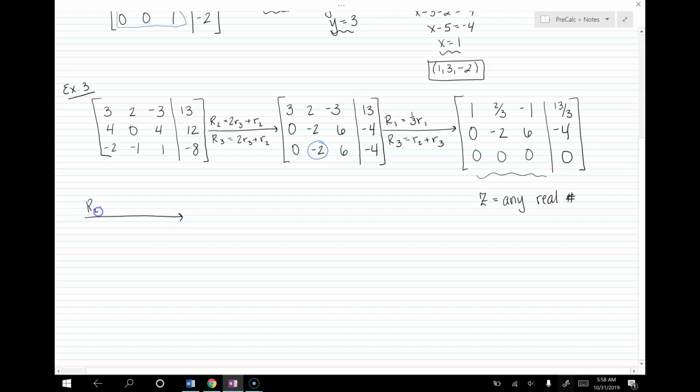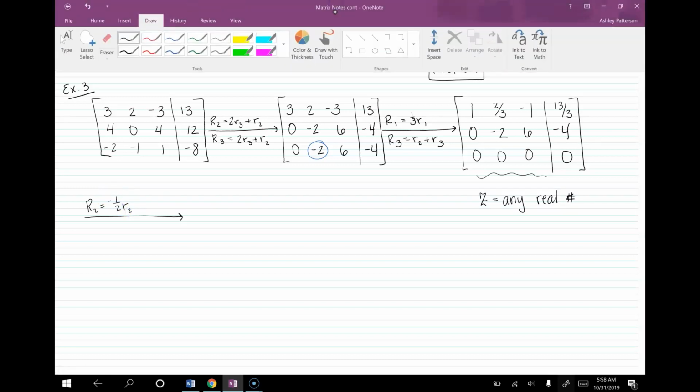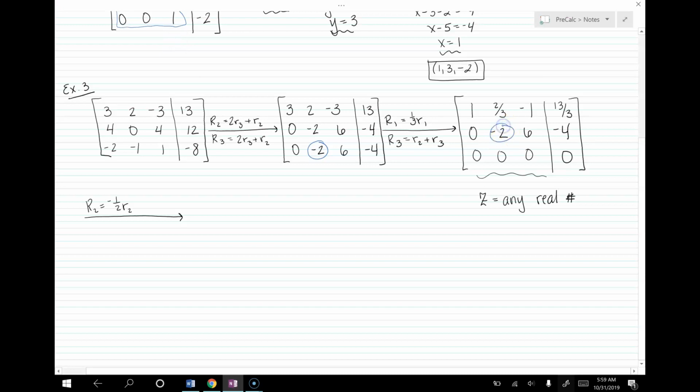So I'm going to create a brand new row 2 by multiplying it by a -1/2. Why a negative this time? Because we need, where is my color? We need this guy to be a +1. Okay, here we go. So row 1 is 1, 2/3, -1, and then 13/3. That doesn't change. What we're manipulating is the second row. So we get 0, 1, -3, and 2. And then our last row is all zeros.